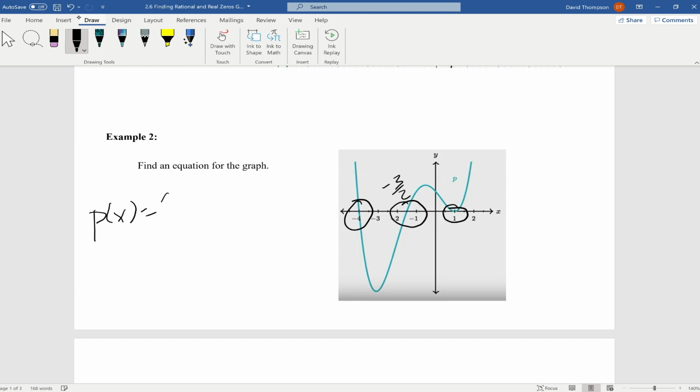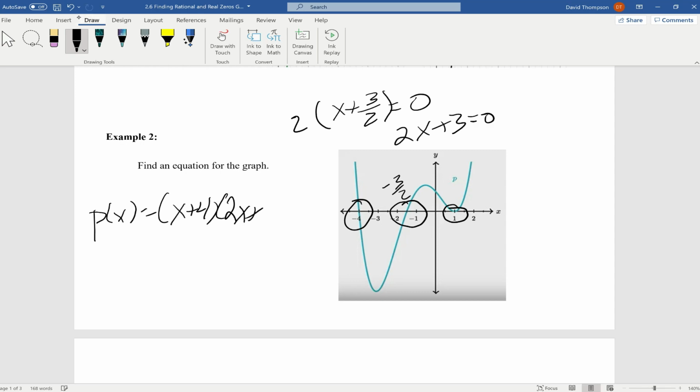equals x plus 4. To get to -1.5, we're going to say x plus 3/2 equals 0. We're going to multiply everything by 2 to get 2x plus 3 equals 0. So we're going to have 2x plus 3 as part of the equation. And then we have x minus 1, but since it's touching, it has a multiplicity of 2, so we'll just raise it to a second power, and we're done. Example 2.